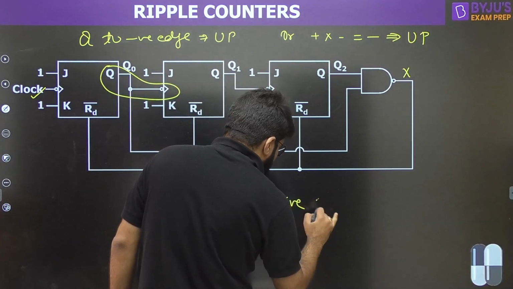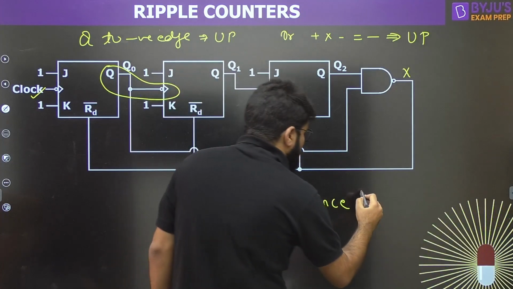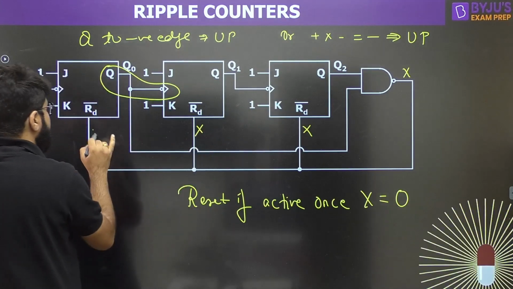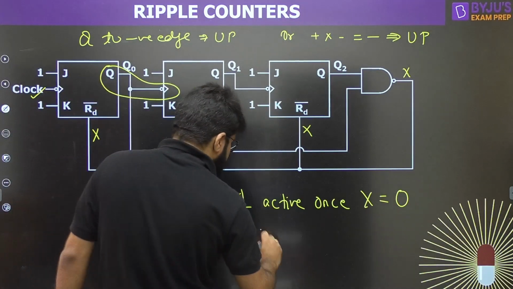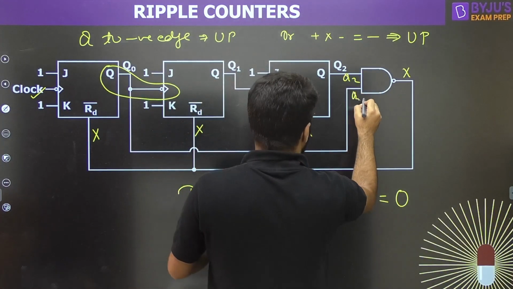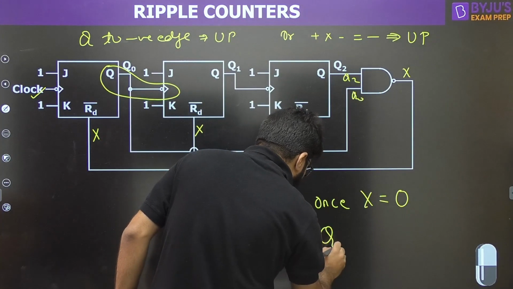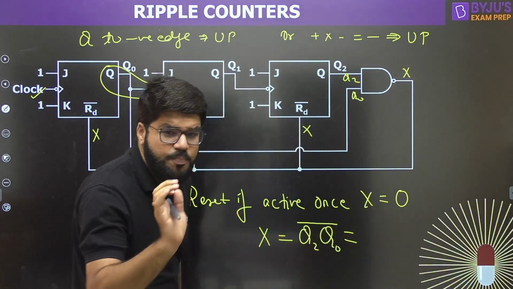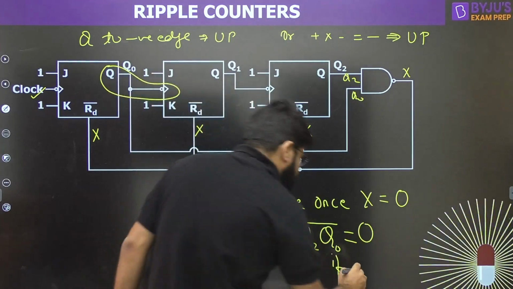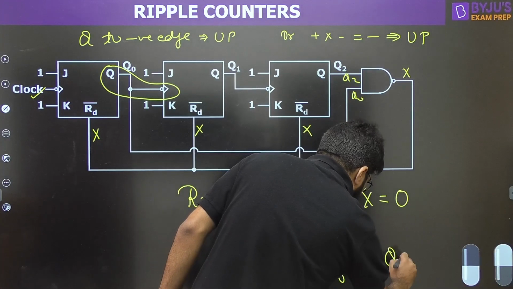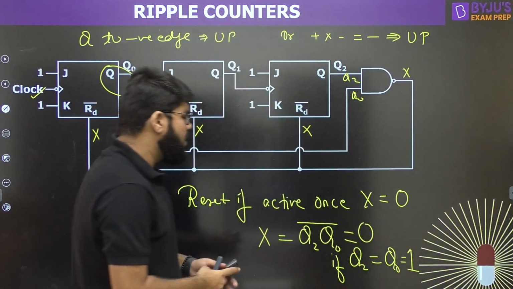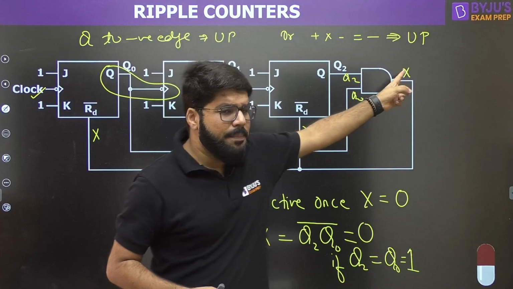Reset is active low, so it activates once X is equal to 0, because X, the output of the NAND gate, is what drives the reset. What should be the value of X? X is the output of a NAND gate whose inputs are Q2 and Q0. The output of a NAND gate is 0 if and only if both the inputs are high. So as soon as Q2 and Q0 are high, X will become 0.